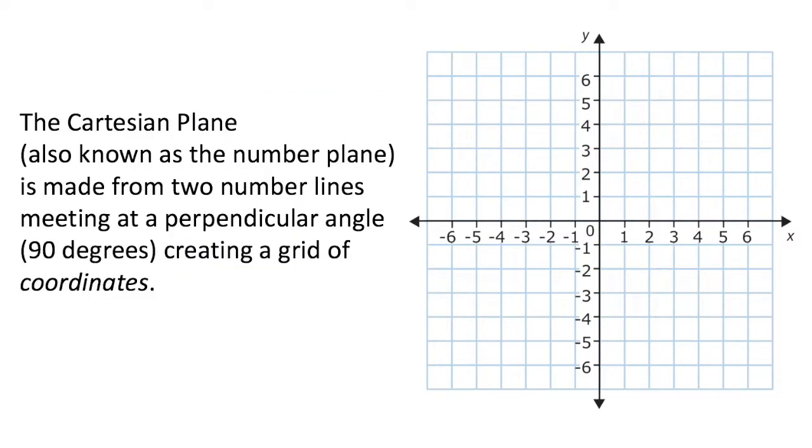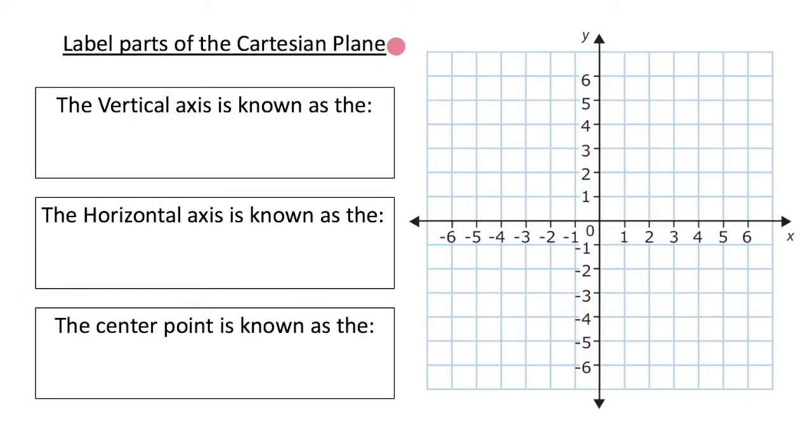Let's now go through a definition of the Cartesian plane. So the Cartesian plane, also known as the number plane, is made from two number lines meeting at a perpendicular angle, which is 90 degrees, creating a grid of coordinates. Let's now learn about different parts of the Cartesian plane. So again, you should be taking notes along with me.